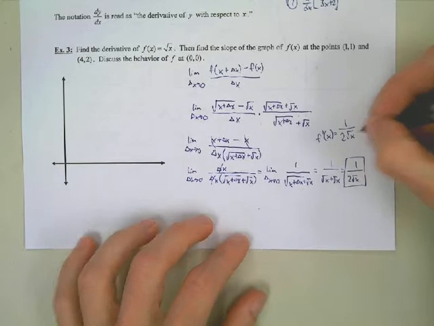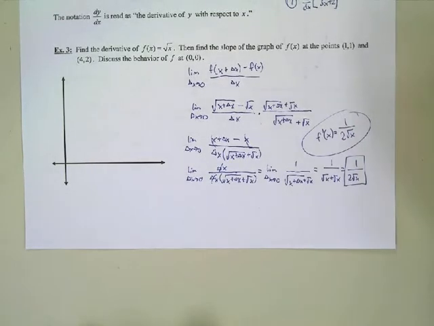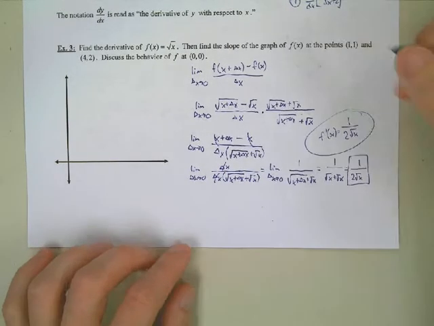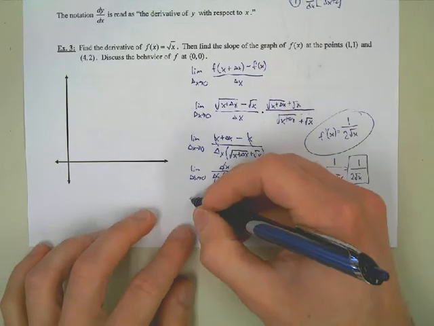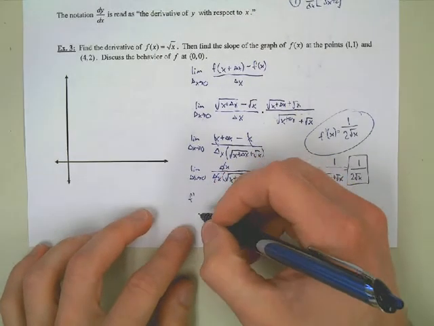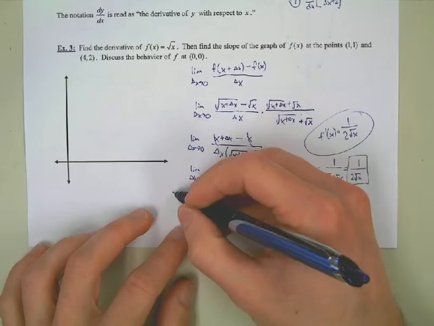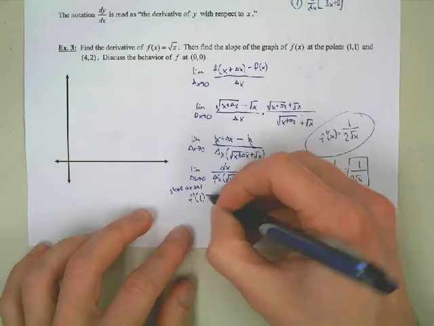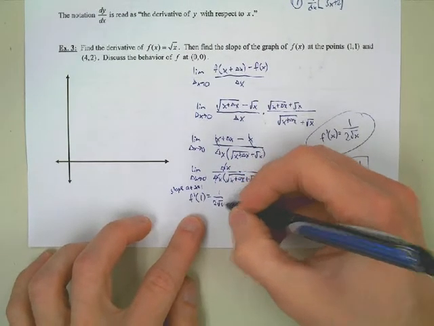That's our derivative. Now, why is that useful? How did that help us? Now you can just plug in your numbers. Exactly right. So if I want to find the slope of the graph of f at the point 1, 1, what do I need to find? F prime of 1. So what is f prime of 1? Well, it's 1 over 2 times the square root of 1. So what is it? 1/2.